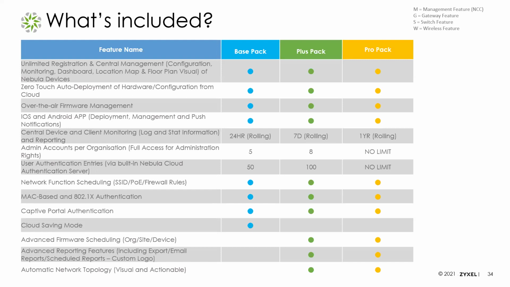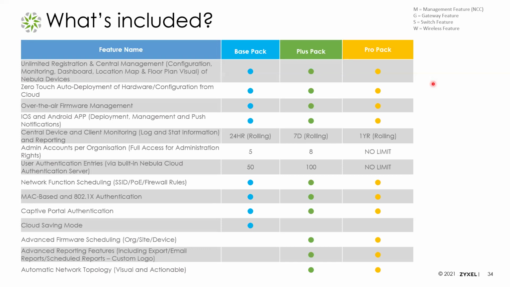So now we'll go through the feature list here. What's the difference between the base pack, plus pack, and pro pack? So as you see here, all of them have access to centralized single pane of glass management of all your hardware, gives you access to the dashboard, the Google Maps integration, the ability to load in your own floor plans into Nebula. It gives you that zero-touch auto provisioning of the hardware. All versions give you access to firmware management and scheduling through the cloud. All versions give you access to our iOS and Android apps for managing your site.